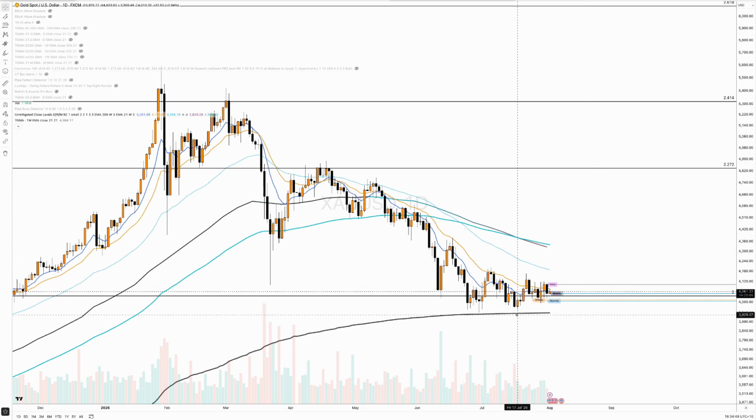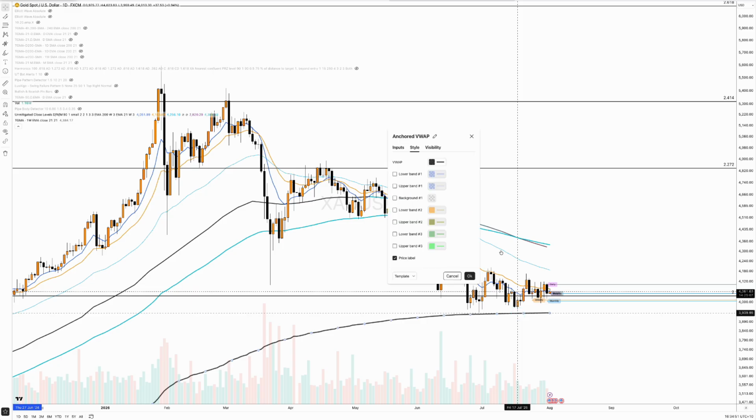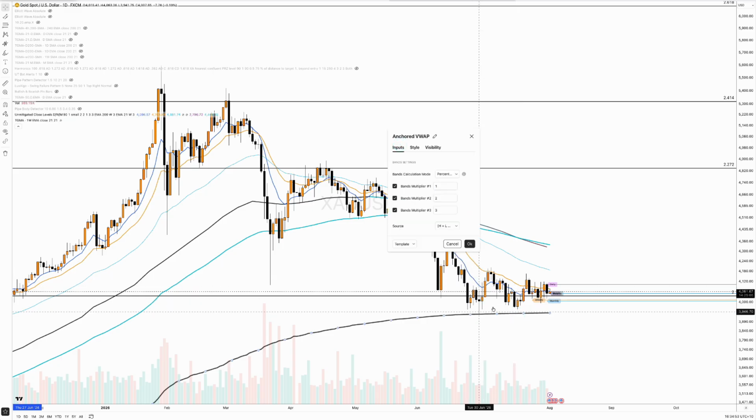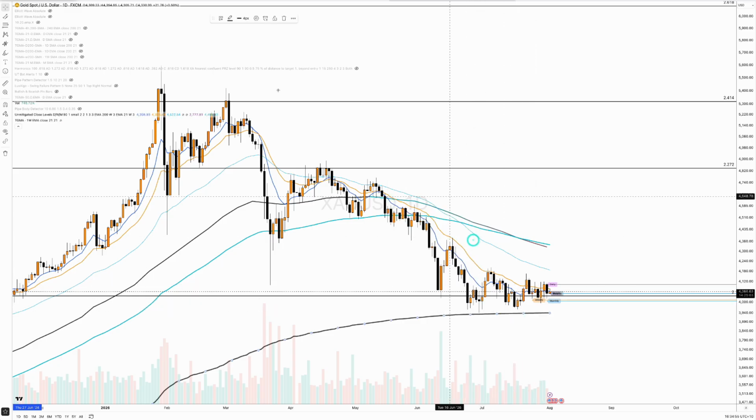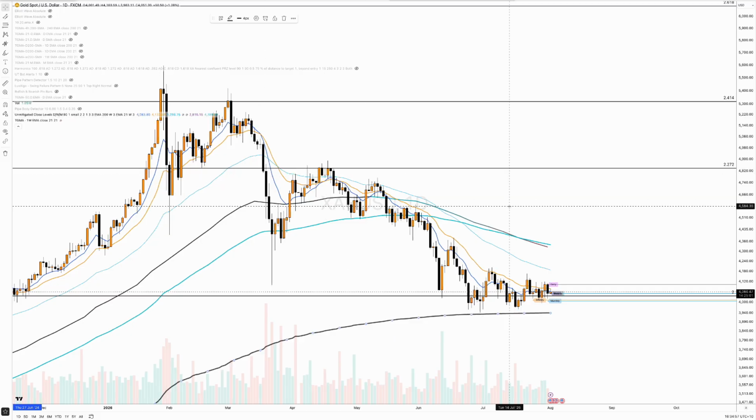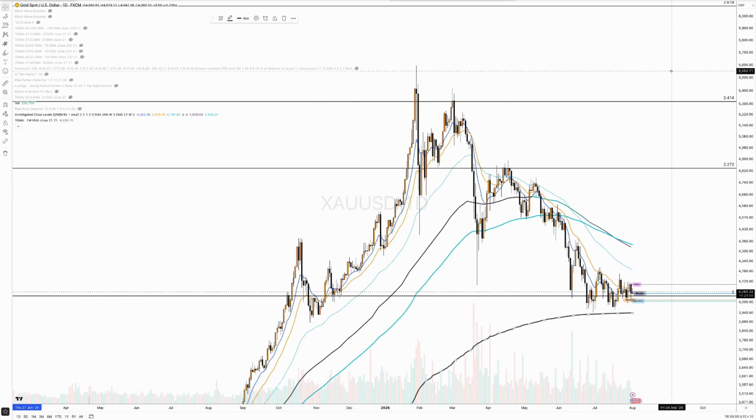Here we have anchored VWAP acting as support for gold. We don't have anything else. So let's look at Bitcoin moving averages. It's in a similar fashion, but more specific to that price action.